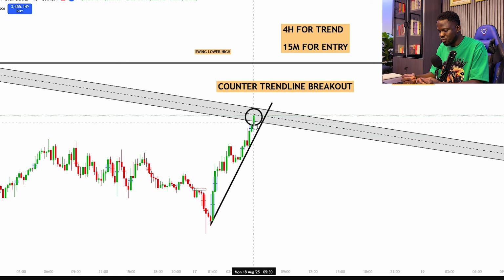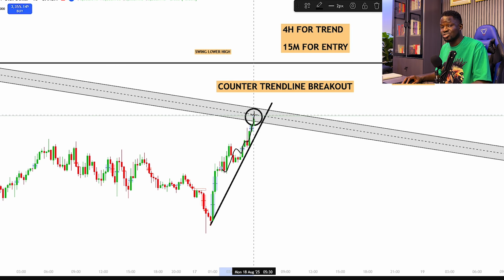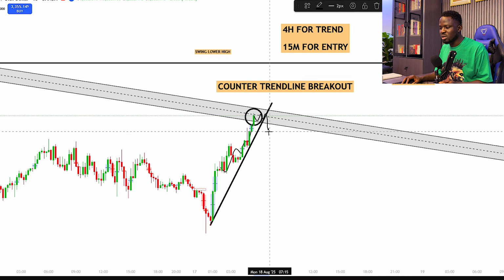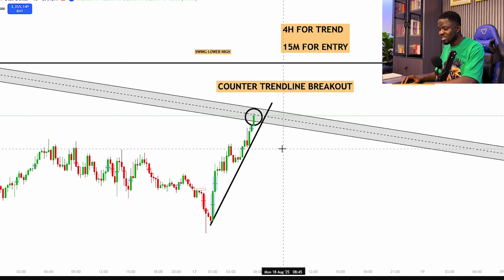The purpose of the counter trend line breakout is to guide me or protect me so that I will not enter the wrong setup. And the rule I'm setting for myself is that if the price action continues trading above this counter trend line, I'm not going to execute my position, right? I will wait for a bearish candlestick to close below the counter trend line, to break it to the downside. Then I will use the bearish candlestick as my entry.